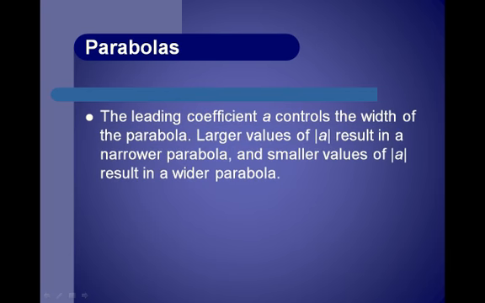The leading coefficient a controls the width of the parabola. Larger values of the absolute value of a result in a narrower parabola, and smaller values of a result in a wider parabola. So basically, the further away from zero that a gets, the more narrow the parabola will be, and the closer a gets to zero, the wider the parabola gets.